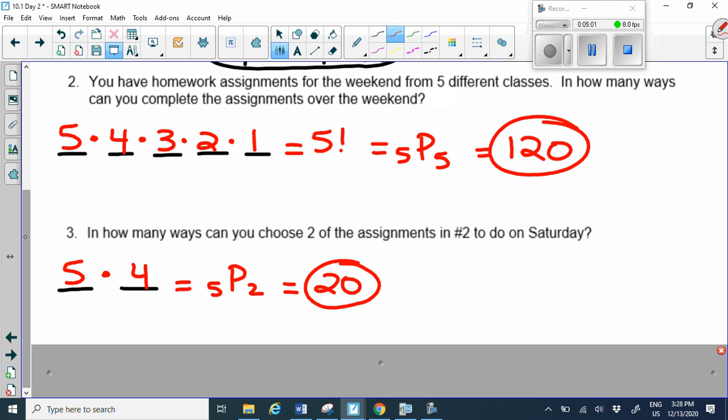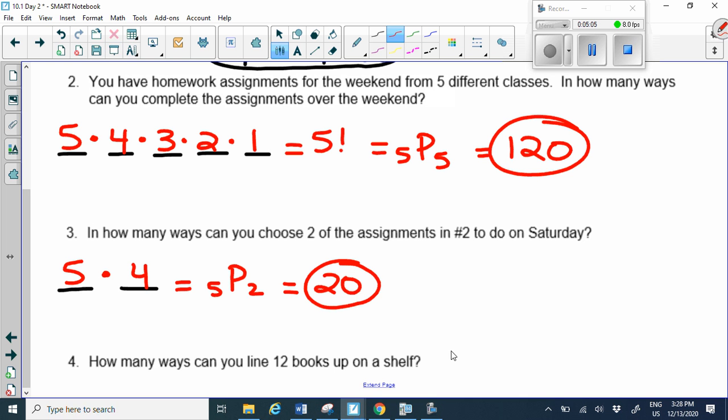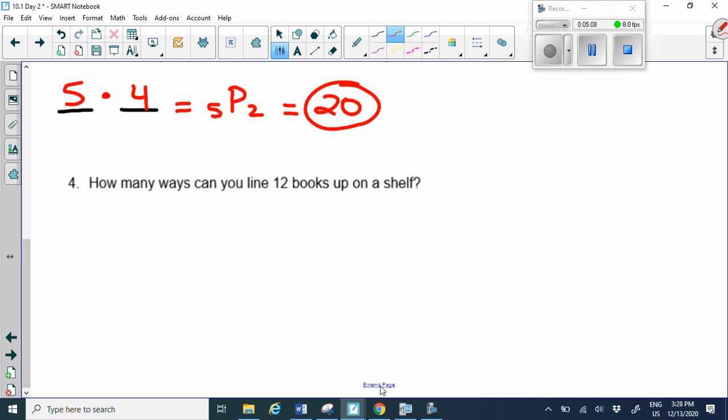Okay, let's go ahead. We're going to do our last problem here. How many ways can you line 12 books up on a shelf? Go ahead and pause the video to do this problem. Okay, let's see what you got.